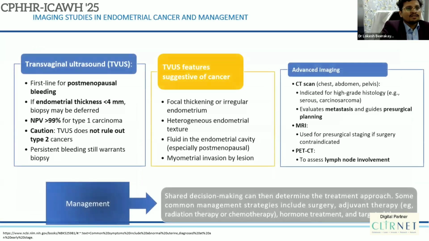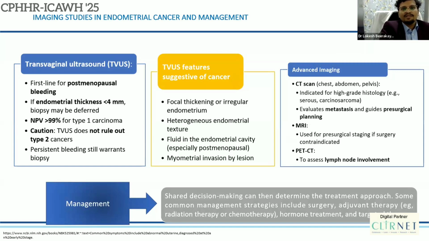Of course, transvaginal ultrasound is the first line for postmenopausal bleeding. We look at whether endometrial thickness is less than 4 mm, in which case biopsy may be deferred. Otherwise, you can think about it. The transvaginal ultrasound features suggestive of cancer are focal thickening or irregular endometrium, heterogeneous endometrial texture, and also some fluid in the endometrial cavity, especially in postmenopausal women. And you can also look for any myometrial invasion by any unknown lesion.